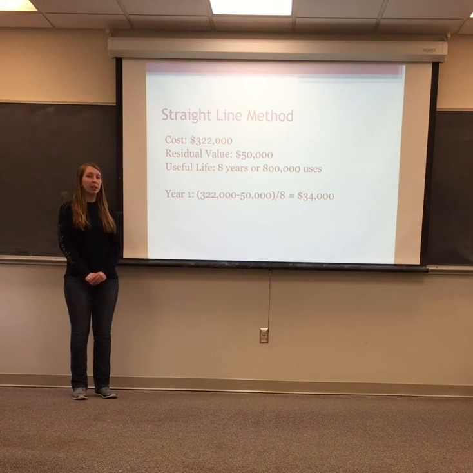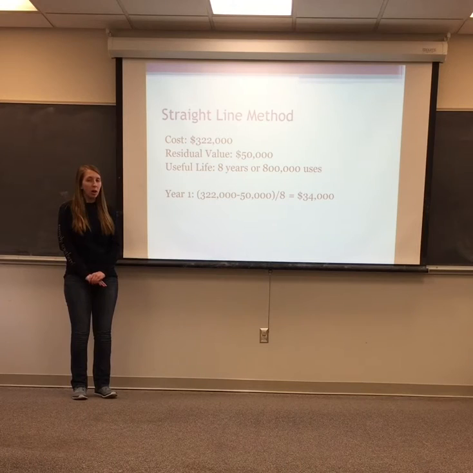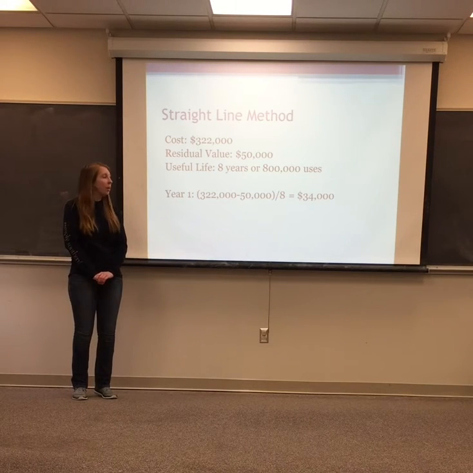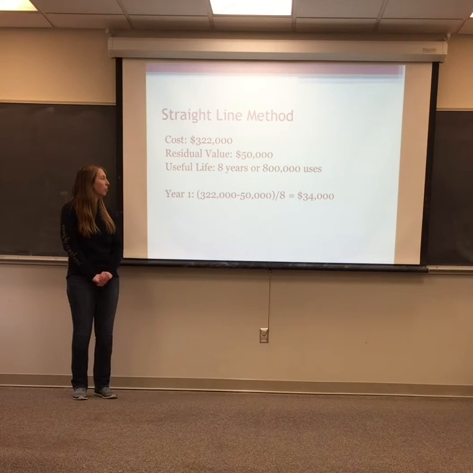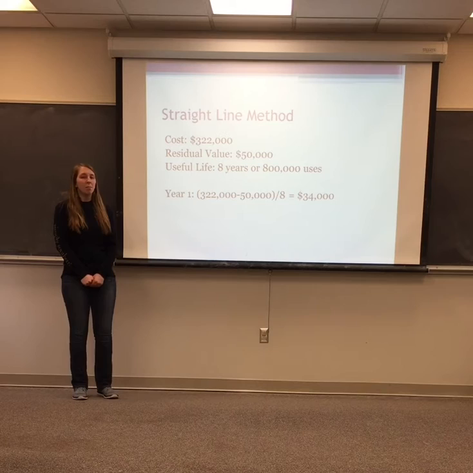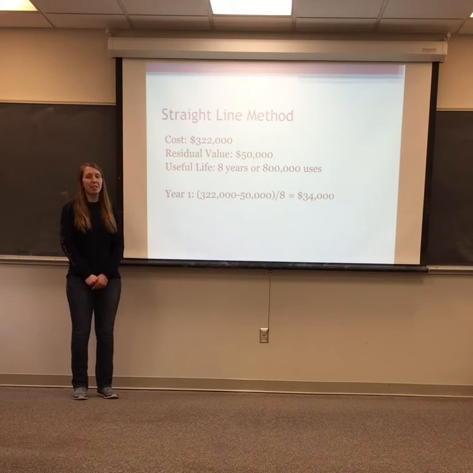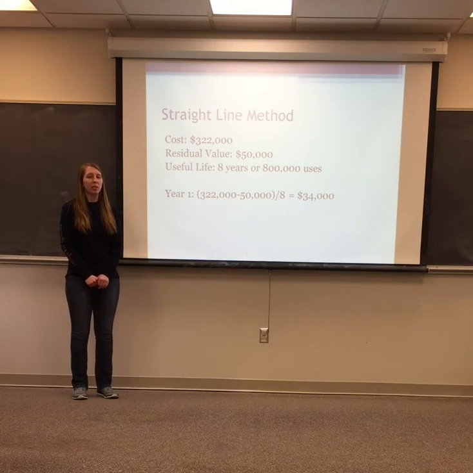So for our straight line calculation, in order to find that, we take our total cost minus our residual value and divide it by our useful life in years. So for our example, we take the $322,000 minus $50,000 and divide it by 8. And for our depreciation value, we get $34,000. For this method, the $34,000 will be consistent for each year of depreciation throughout its useful life.